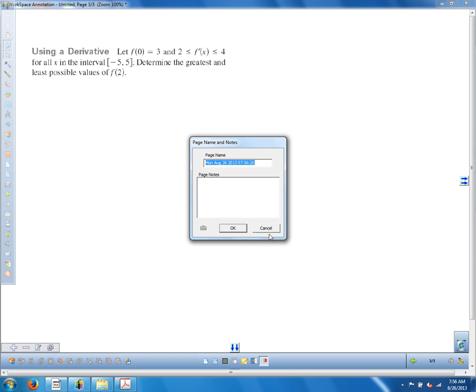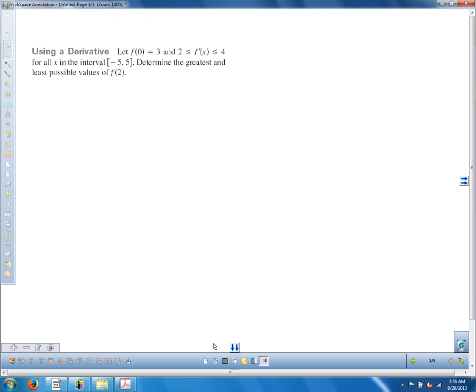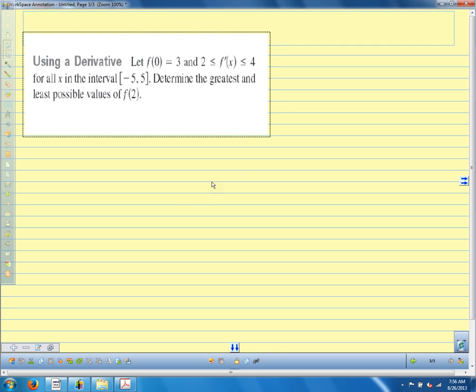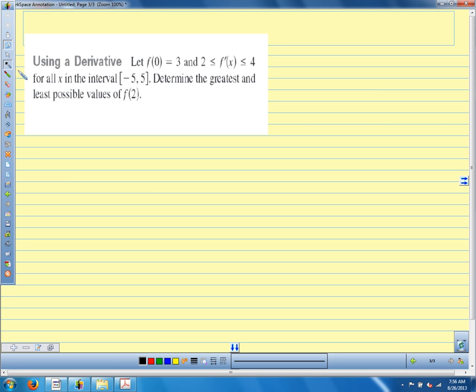All right, here's the problem that we're looking at. We have this function. We don't know exactly what it is, but f of 0 equals 3, and f prime is between 2 and 4 on the interval from -5 to 5. And the problem is asking us to find the greatest and least possible values of f of 2. How would we go about doing this? So we don't know what this function is. We know that at 0, the function evaluates to 3. And between x equals -5 and 5, the derivative is between 2 and 4. And we want to find the greatest and least possible values of f of 2.